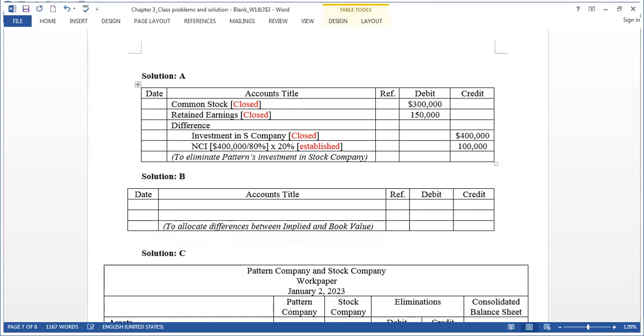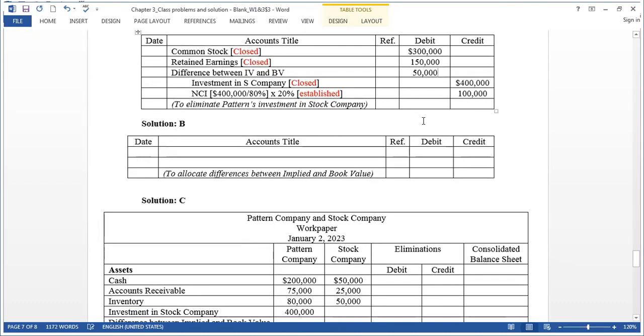So if you study my previous lessons, I already showed you several differences. Differences sometimes debit, differences sometimes credit, and how to handle them. If you want to learn more, you have to go back to my previous lesson. So here we find a difference between implied value and book value, and we find that the difference is the debit.